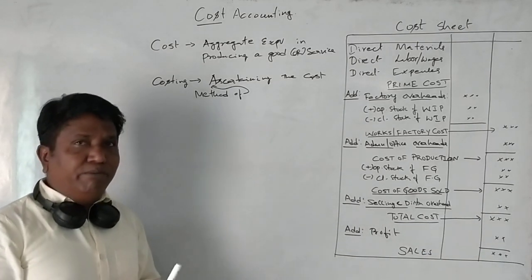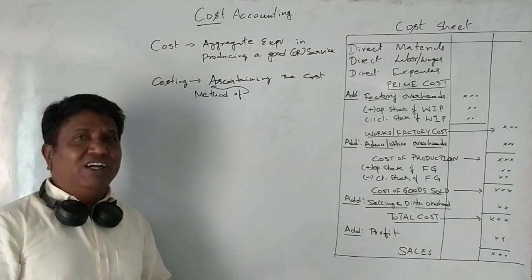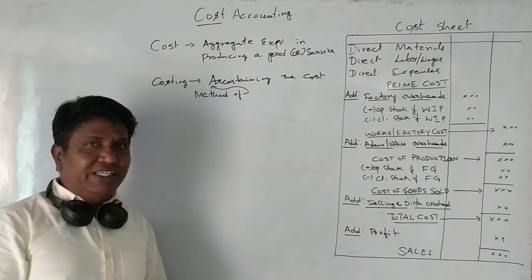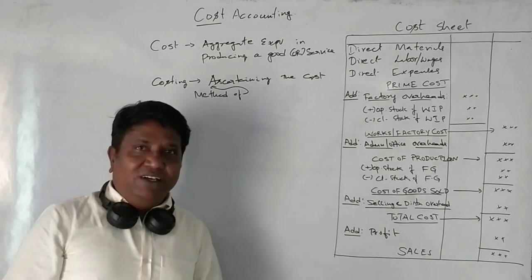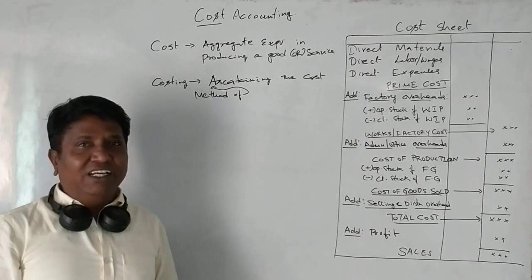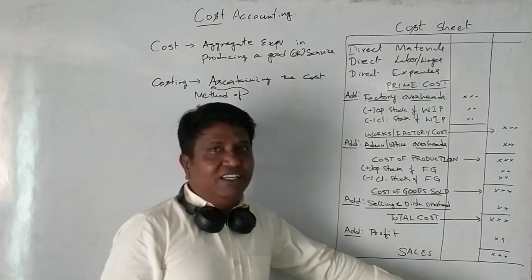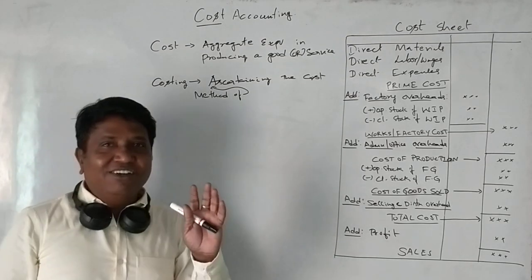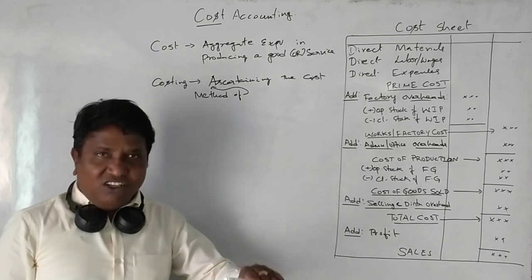Say, his way of ascertaining the cost is what we call job costing or batch costing. On each batch, on each work, you will find out the total cost you will incur, and you will add his profit, then he can sell at whatever price he wants. So this is what we call costing. Costing is nothing but a method of ascertaining the cost.